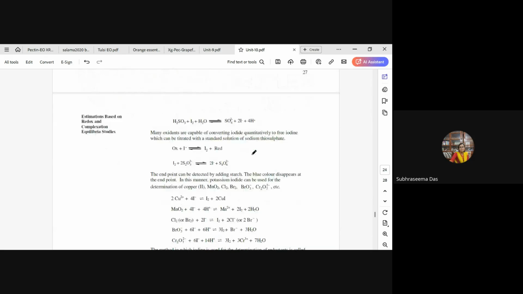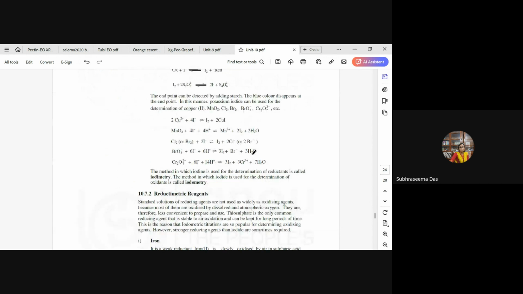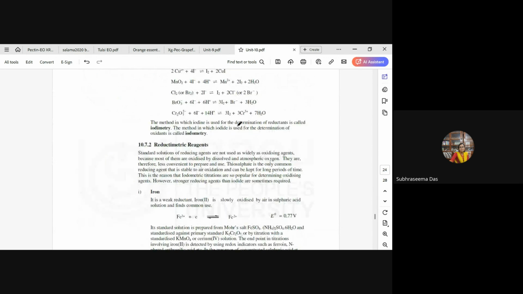Starch is used as an indicator in all iodine reactions, and the endpoint is indicated by the formation of a blue color. The method in which iodine is used for the determination of reductants is called iodimetry, and the method in which iodide is used for the determination of oxidants is called iodometry.